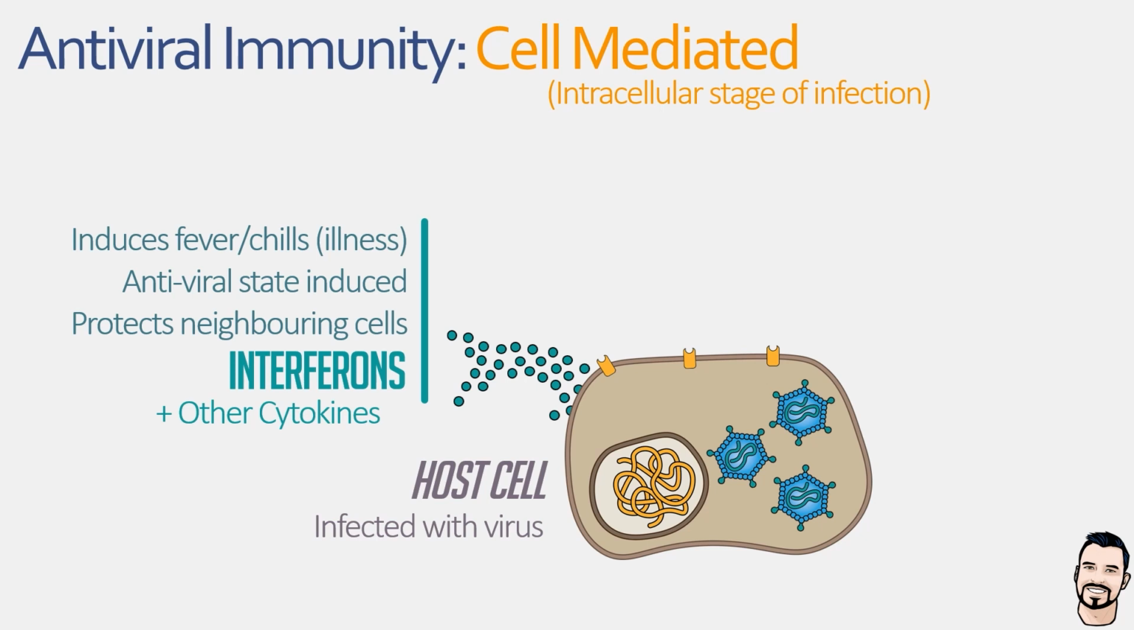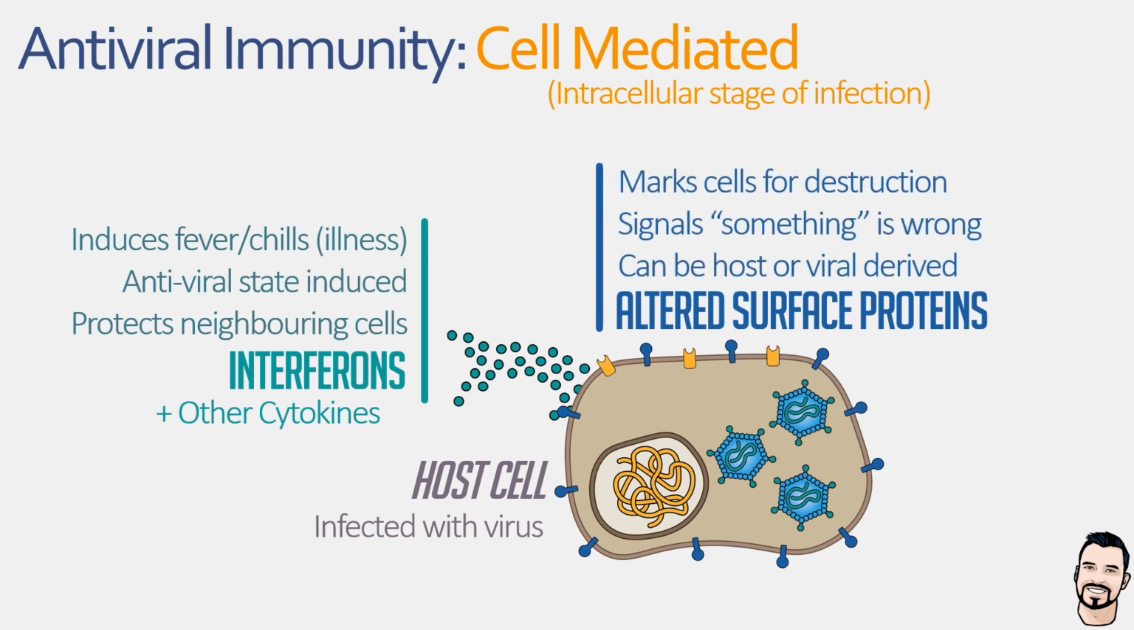Another knock-on effect is that the cell can display altered surface proteins, which can either be host or virally derived. Ultimately, these surface proteins signal to the outside world that something is wrong with this particular cell. This then allows other aspects of our immune system to come along and mark the cell for destruction.